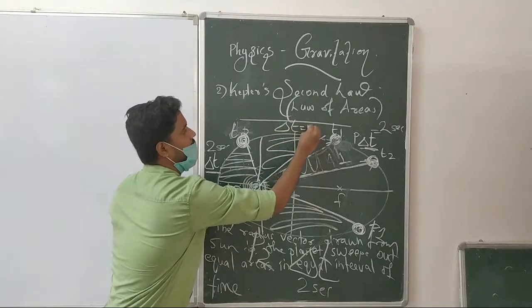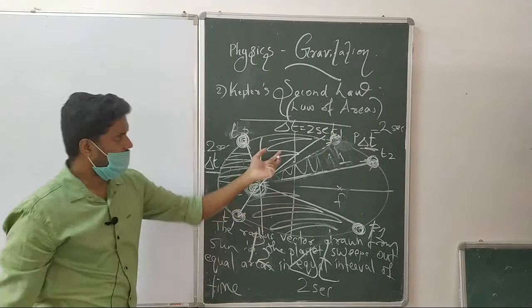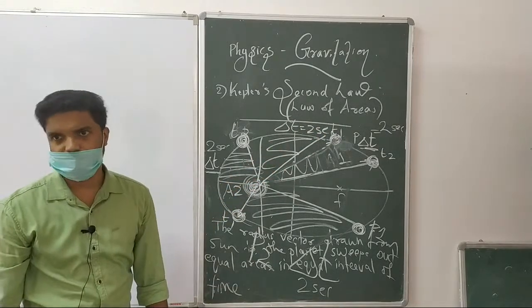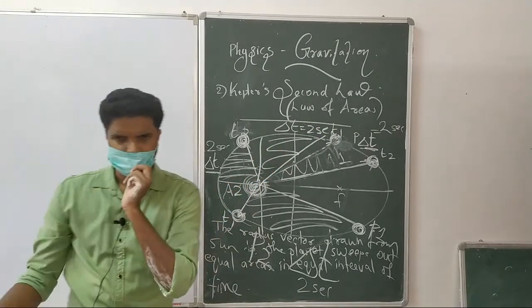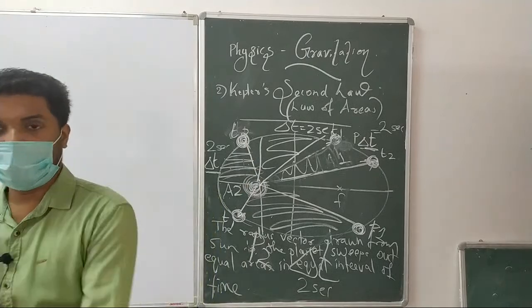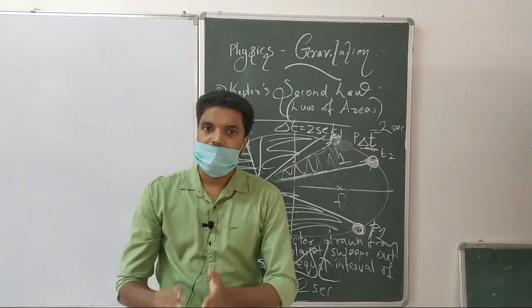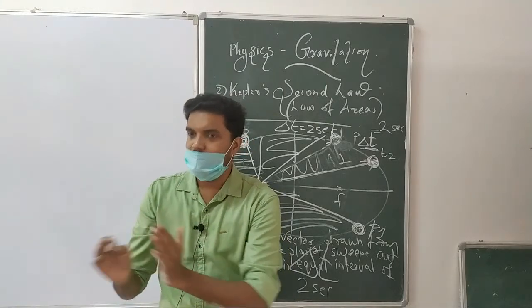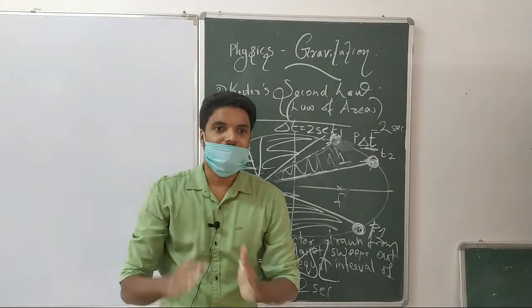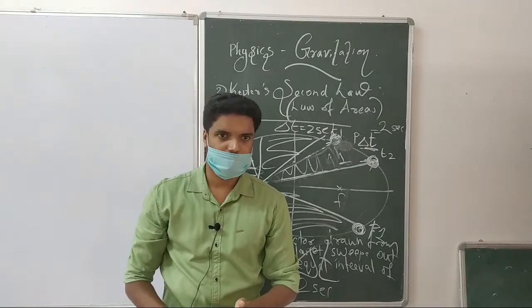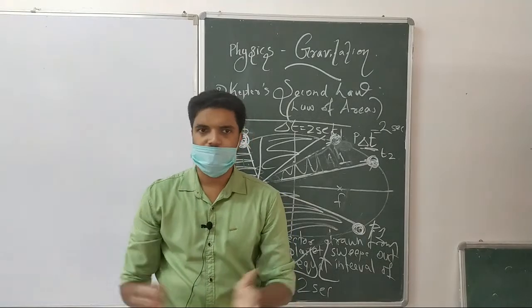Here also I can draw. Suppose I am giving delta t equal to 2 seconds. Will the area be the same? Yes, the area will be the same. That is, we will call it the areal velocity will be the same. The areal velocity will be the same, or in a particular time interval, the area covered by the planet will be the same. Understood? This is the law. So what is Kepler's law?